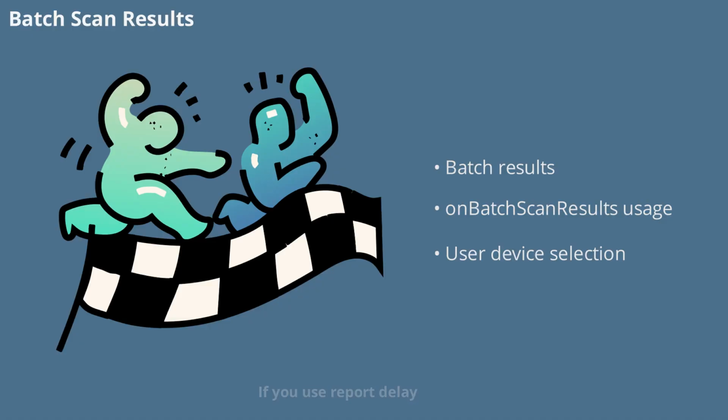If you use report delay, Android batches scan results and calls onBatchScanResults. This is useful when multiple devices are expected, such as in medical or industrial environments. Presenting a list of devices to the user allows for informed selection, improving usability and accuracy.